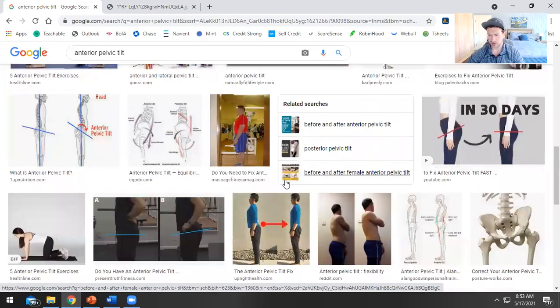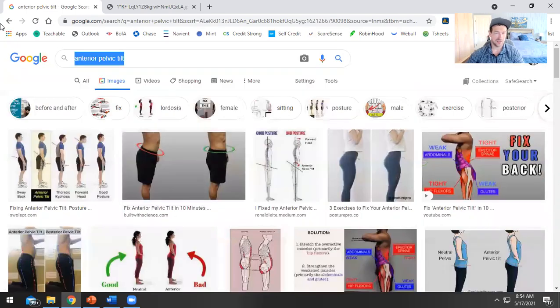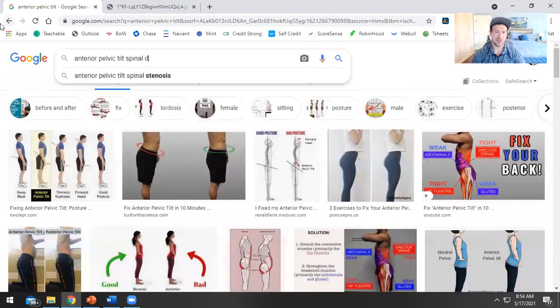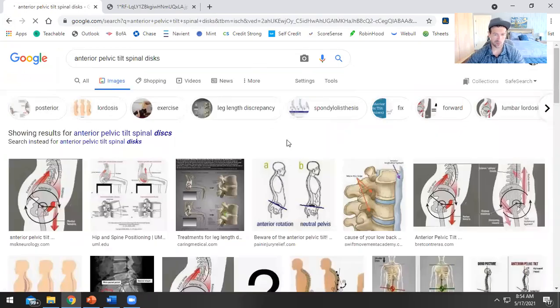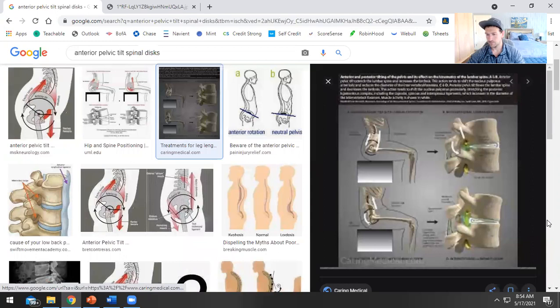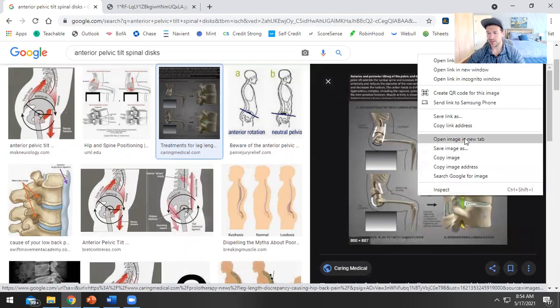Trying to get a good picture. Let's see here. Spinal discs. Let's see, like a zoomed in version. Actually, yeah, here, so you can kind of see this, right?